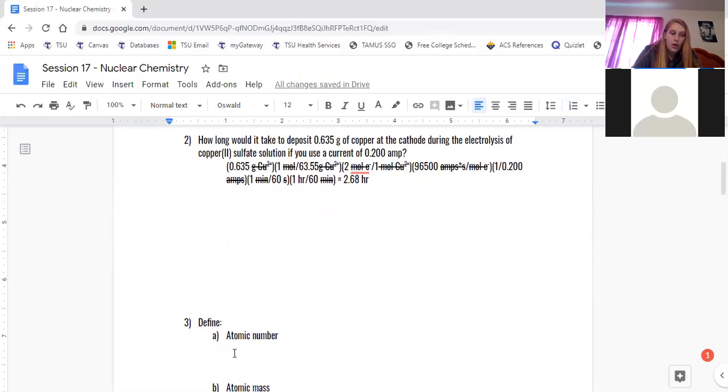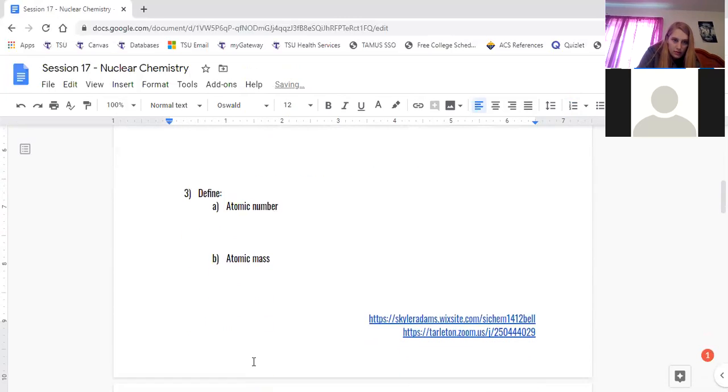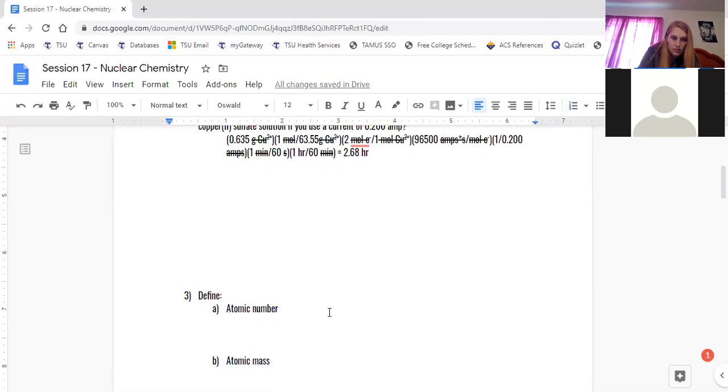All right. What is an atomic number? Just getting more into what this chapter is. So your atomic number is the number of protons in an element. So the same element is always going to have the same number of protons, and that'll never change.